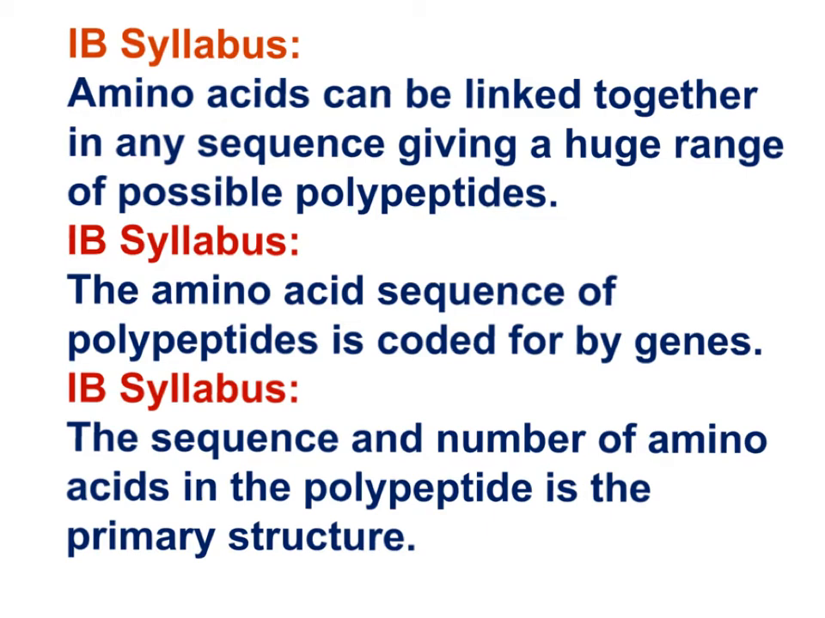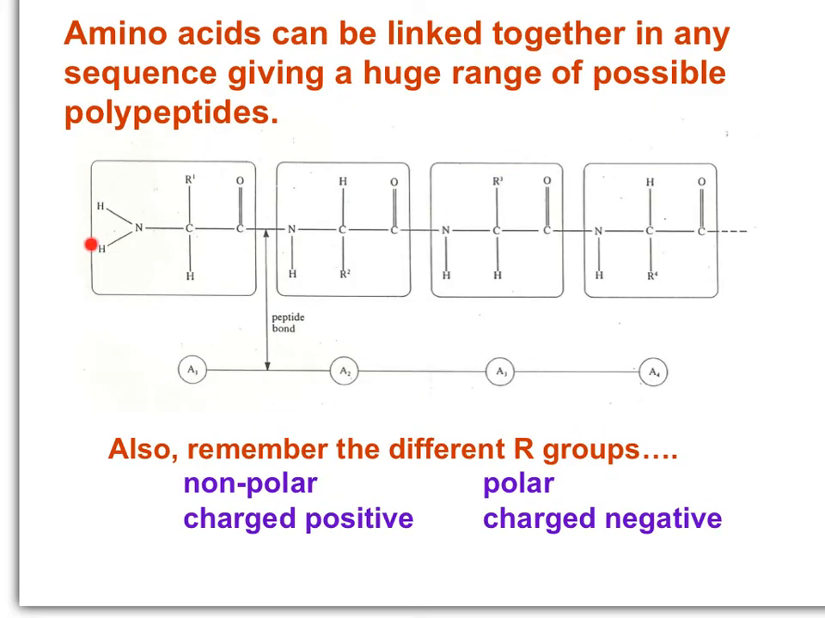Here are 3 IB syllabus statements of which you need to gain control. Amino acids can be linked together in any sequence, giving a huge range of possible polypeptides. The amino acid sequence of polypeptides is coded for by genes. This is the DNA. The sequence and number of amino acids in the polypeptide is called the primary structure. Here's a polypeptide, 4 amino acids long. You can count the 4 different R groups here. Remember that amino acids can be linked together in any sequence, giving a huge range of possible polypeptides.